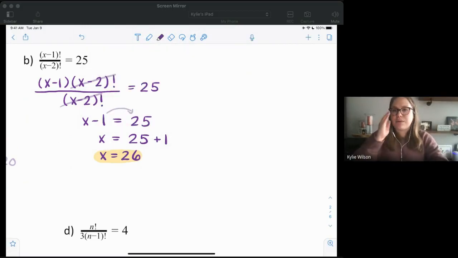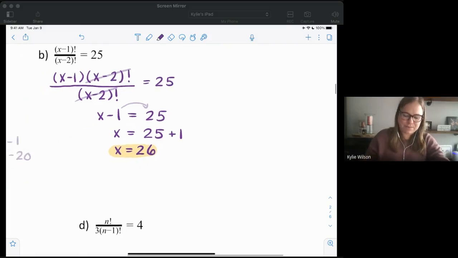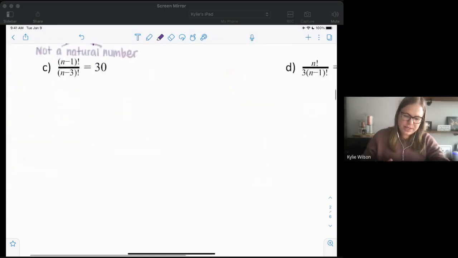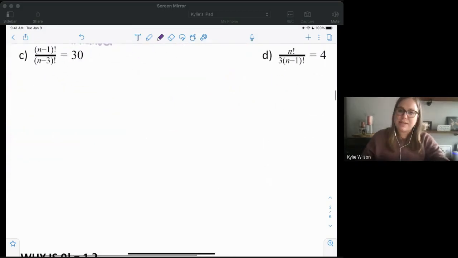Any questions about that one before we move on to the next two? Okay. All right, let's try another one together. Let's try another quadratic one that's a little tougher. So we'll go down here. For example C, we have n minus 1 factorial divided by n minus 3 factorial equals 30.